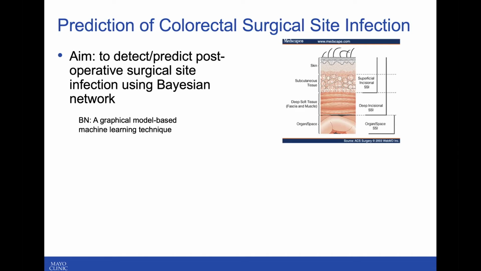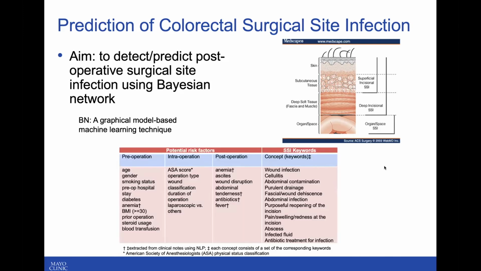This is one of the machine learning techniques. And this technique is a graphical model-based machine learning technique. So after learning, each variable, which is a node in the graph, is associated together with the probabilities. And we use different types of features: the patient characteristics before the surgery, during the surgery, and after surgery, and also some concepts and indicators within the clinical note.